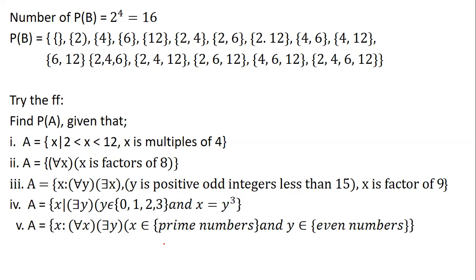So we will list from 3 to 11. Then among them, we select the multiples of 4, which are 4 and 8. So A has 2 members. Therefore, we are now going to get 4 possible subsets to form the power set. Is it okay?